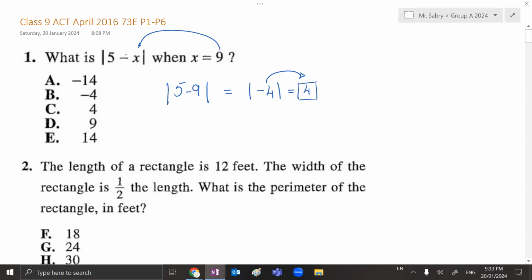So we don't change the minus to plus; we change after we calculate what's inside. If it's negative, it comes out positive. If it was positive, it comes out positive as well. So either way, from the start I know for sure it's not this and it's not this, because the absolute is never negative, and it's C.